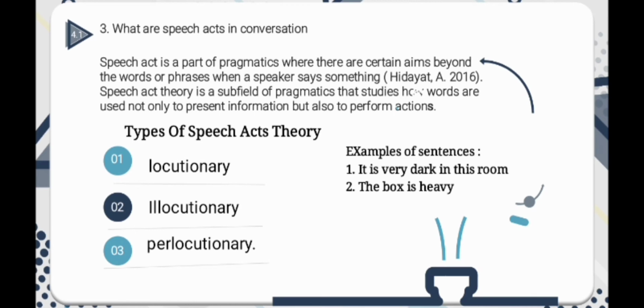The last type is perlocutionary. Perlocutionary acts are actions taken by a speaker when making an utterance that causes a certain effect on the listener and others. For example, based on this example, it can be concluded that the first sentence is said by someone when turning on the light, and the second sentence is said by someone while lifting the box.